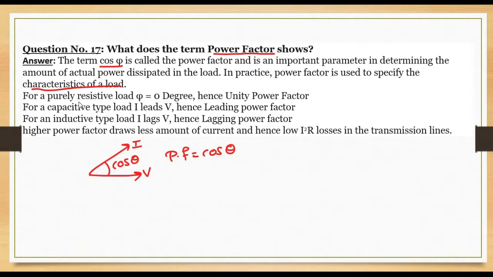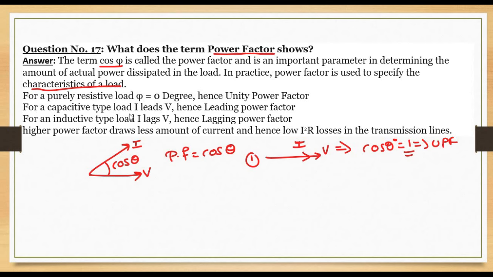Now for a purely resistive load, the angle will be 0 degrees, and hence the power factor will be unity. So if there is a resistive load, then the voltage and current will be in the same phase. That means the angle between them is 0, and cos 0 is equal to 1. That means unity power factor. This is in the case of resistive load.